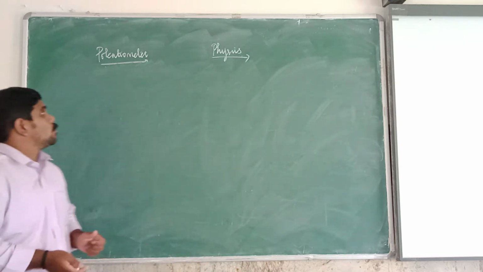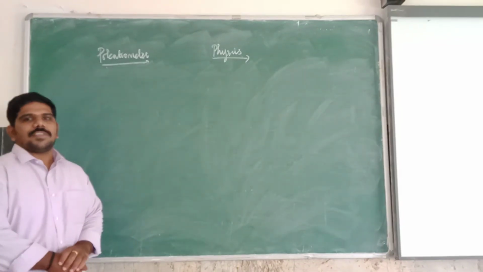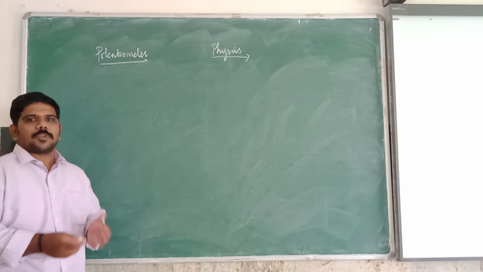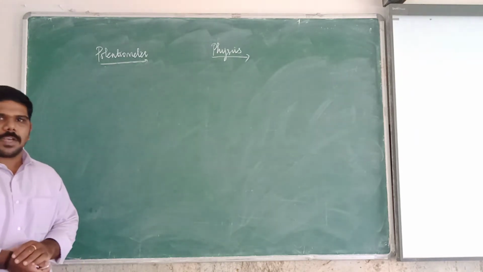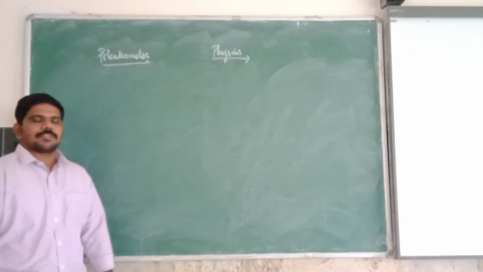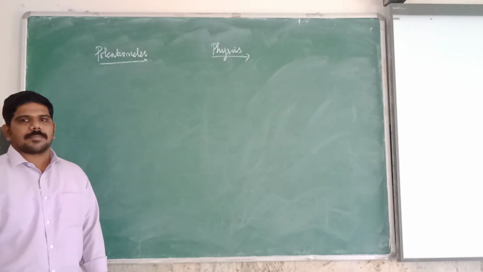So the potentiometer is an instrument. What is that? The potentiometer is an instrument which is used to measure potential difference, current and resistance.